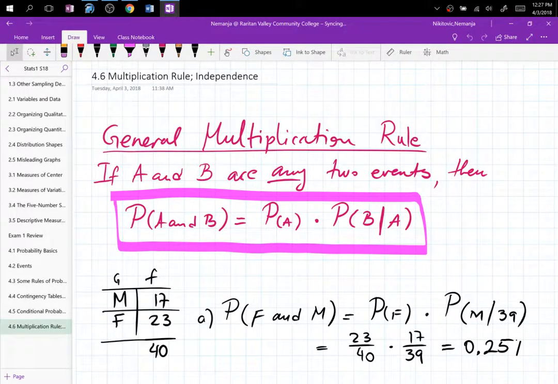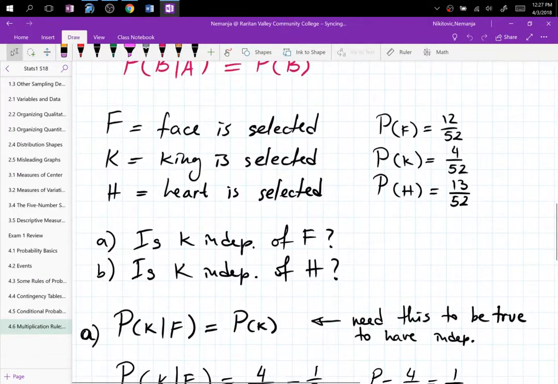So after is K independent of F, and is K independent of H.